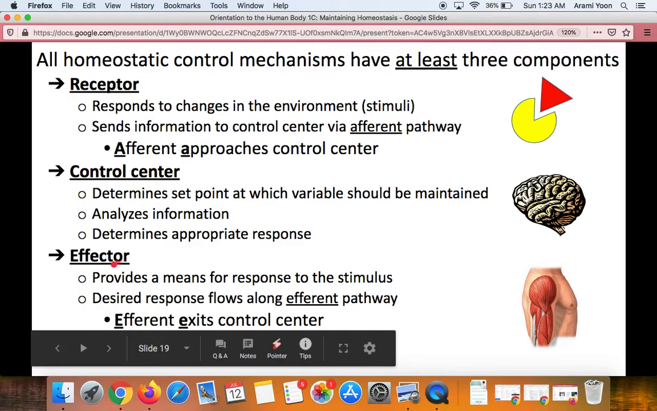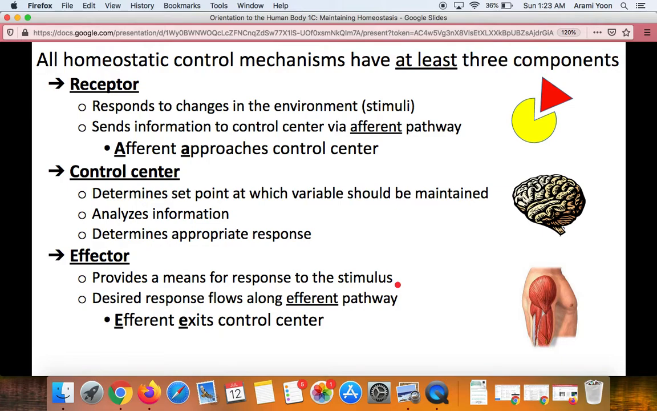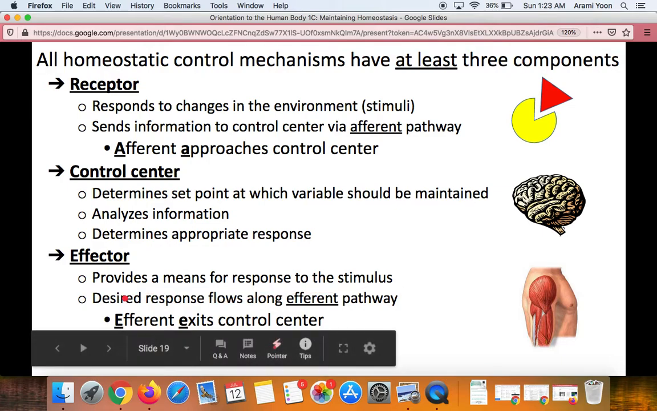And so what does the effector do? What does the muscle do? Well, it provides a means for response to the stimulus. It actually allows the control center to produce a response that then will return the variable back to its set point. And that command is going to flow along the efferent pathway.